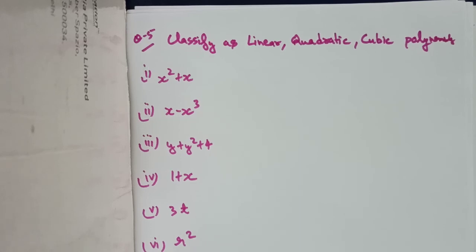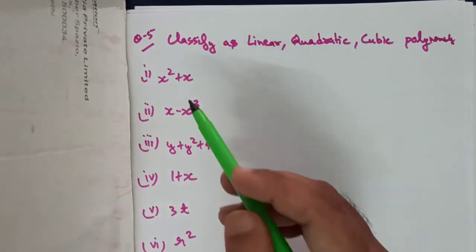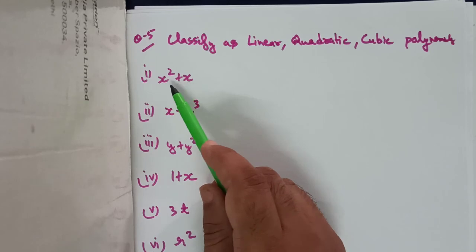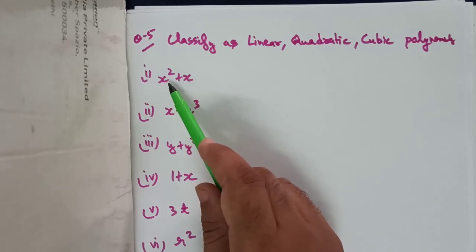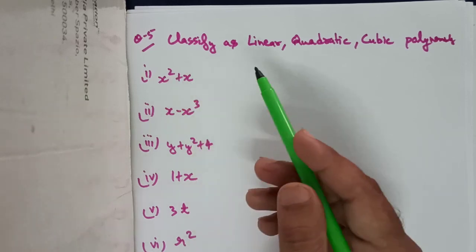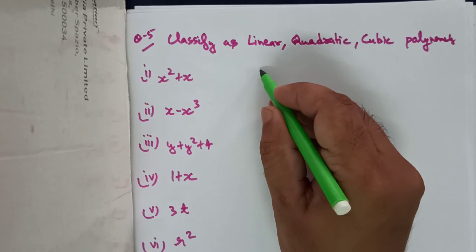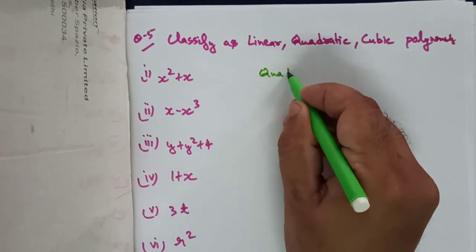So in the first case, x square plus x, we are having 2 terms and it is arranged in the descending order of degree, that is in the standard form. So highest power of the variable x is 2 in this case. So the degree of the polynomial is 2 and it is a quadratic polynomial.